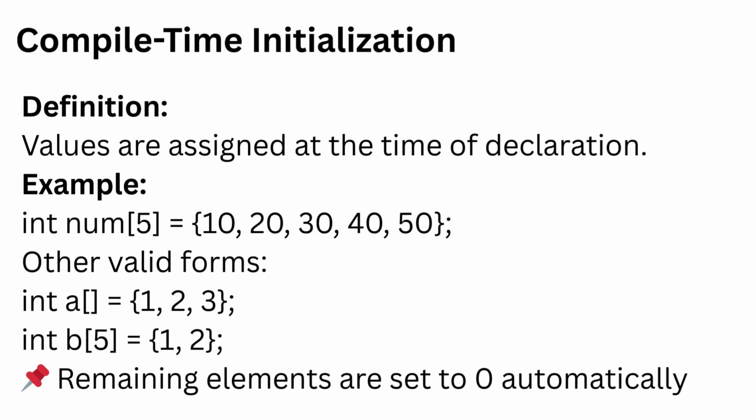When values are assigned at the time of declaration, this is known as compile time initialization. Here we see that in the first example, num is an integer type array where it can store 5 values, and they are 10, 20, 30, 40, and 50. There are also other two valid forms of array declaration represented here. In case of the third, we see that there are only two values. The other three values will automatically be 0.